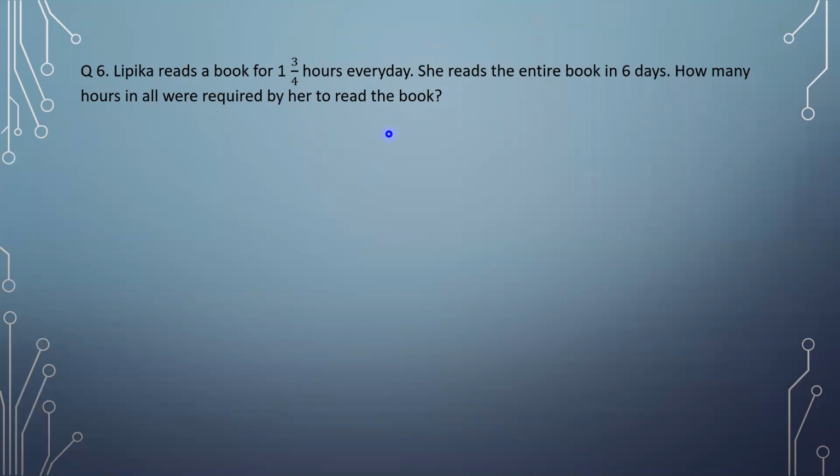Now she reads the entire book in 6 days. That means after starting the book, she reads the entire book in 6 days. That means the time taken to complete that book is 6 days. Now they have asked how many hours in all were required by her to read the book. That means for those 6 days, how many hours is she going to read that book.